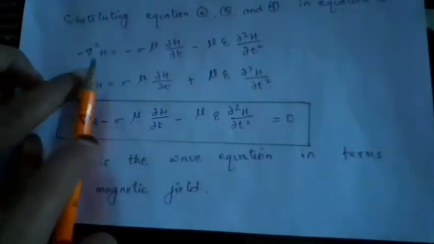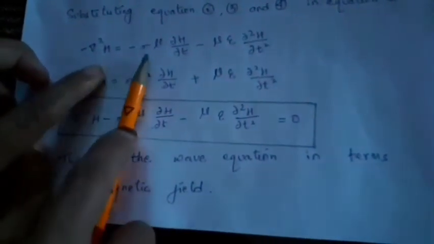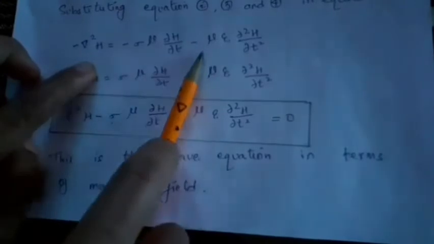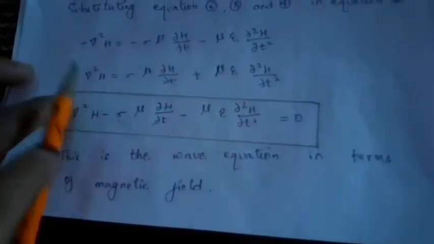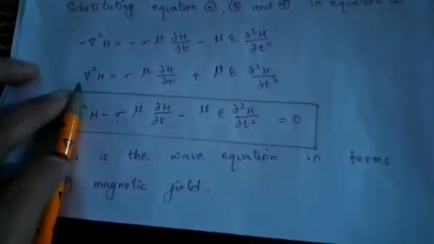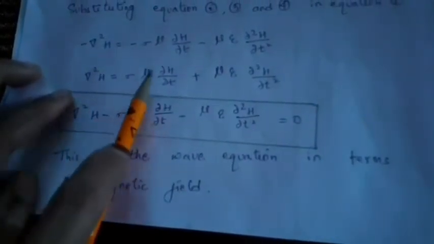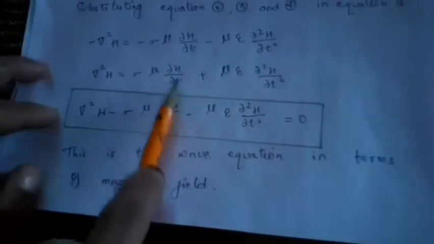So this equation number 1 will become like this: minus del square H equals minus sigma mu dou H by dou T minus mu epsilon dou square H by dou T square. So this minus sign will cancel out and it will become positive like this: del square H equals sigma mu dou H by dou T plus mu epsilon dou square H by dou T square. So here also we are going to do what?